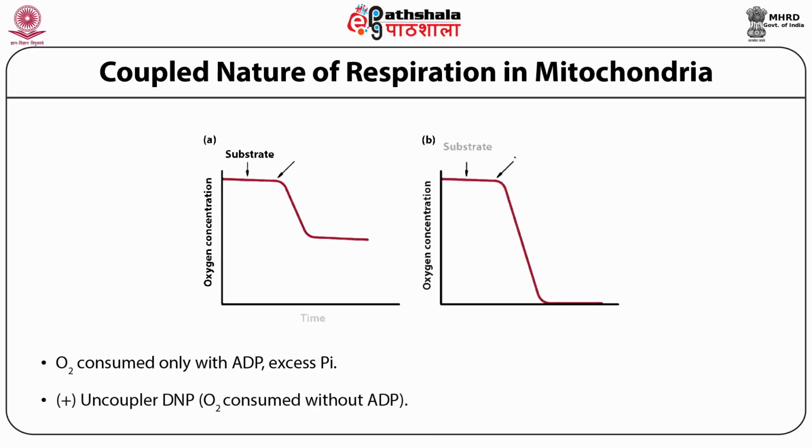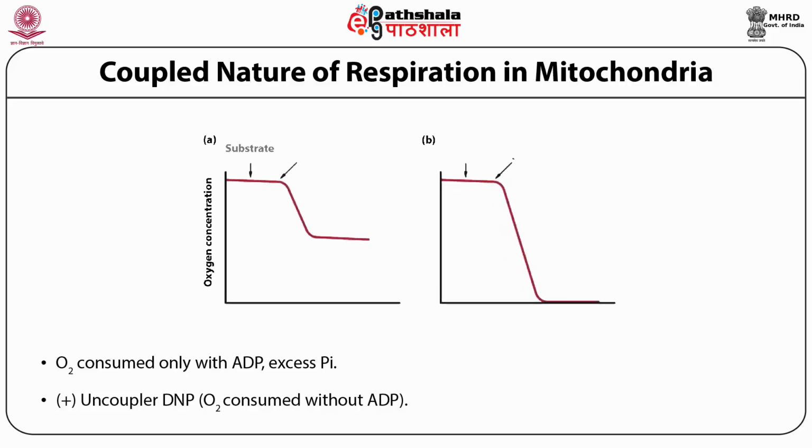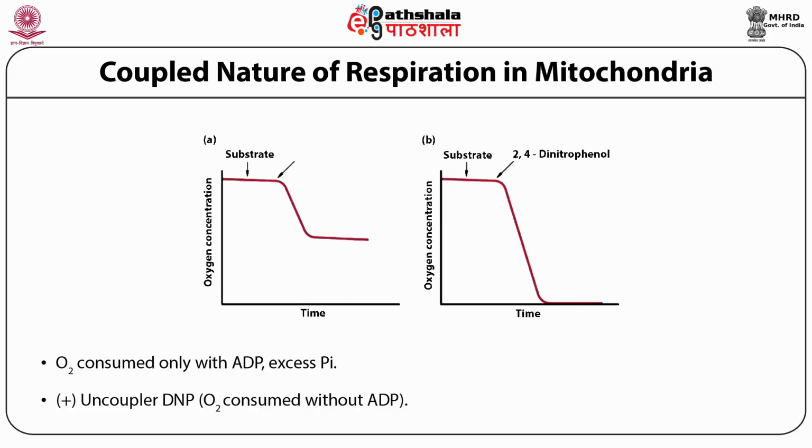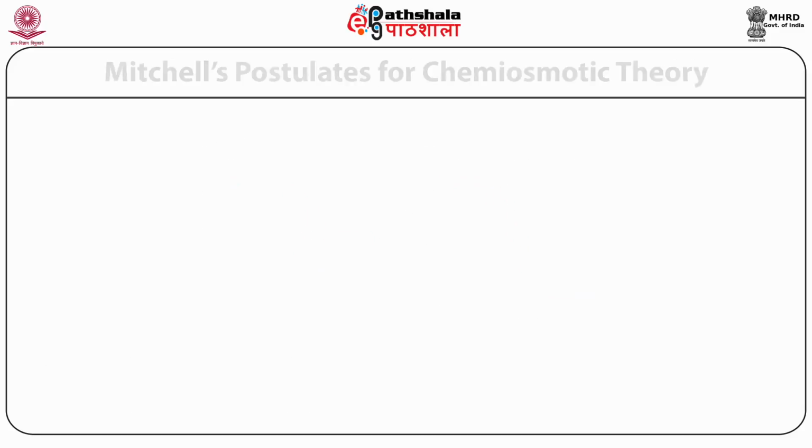Uncoupled by DNP, that is, oxygen is consumed without ADP. Uncouplers are lipid-soluble weak acids. They stimulate the oxidation of substrate in the absence of ADP. Both acidic and basic forms can cross the inner mitochondrial membrane. Uncouplers deplete the proton gradient by transporting protons across the membrane.